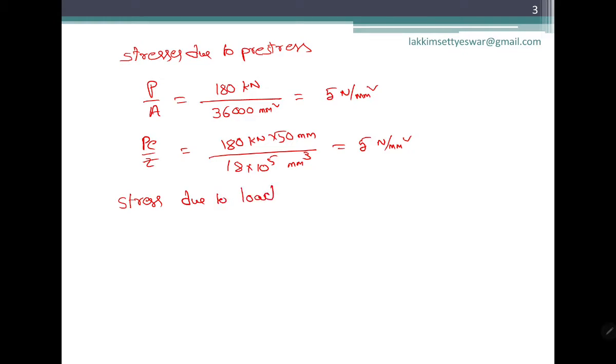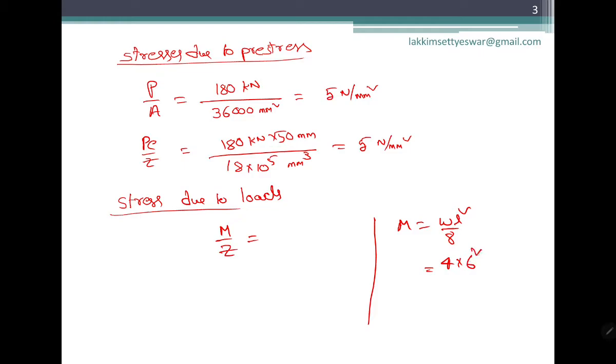Now stresses due to loads. So the bending stresses due to loads are M divided by Z. M is the bending moment due to the maximum working load. So M is equal to WL square by 8, which is 4 into 6 square divided by 8, 18 kilonewton meter. So 18 into 10 power 6 divided by 18 into 10 power 5. So this value is 10 Newton per mm square.